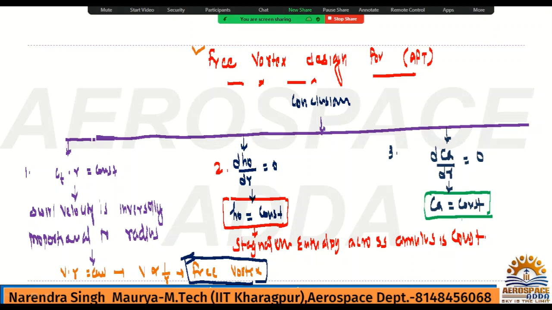Based on this analysis, the axial velocity CA is constant throughout the annulus. This is the conclusion you got. This is the conclusion of free vortex design. Now based on this we have the concluded result, and what is the concluded result in terms of degree of reaction? I will write that and then I will finish it.